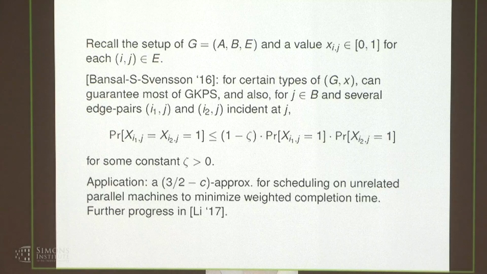I won't go over the proof of this, but the motivating application is to beat the well-known 3/2 approximation for a certain scheduling problem, which is to schedule on unrelated parallel machines to minimize weighted completion time. We could improve it by a small constant, and there's been further significant progress in work of Shi Li that you would have heard about earlier this week. What I wanted to mention is that GKPS can be used as a framework for some of these. Let me now show you in a little more detail another such application.